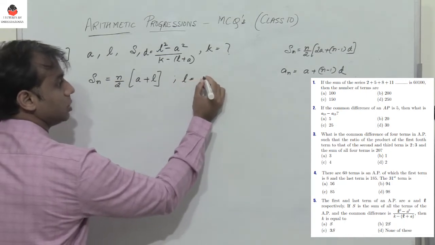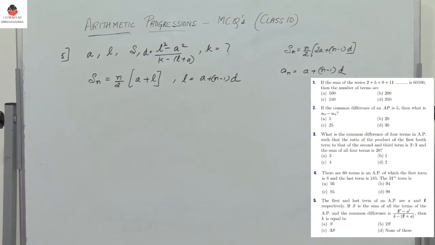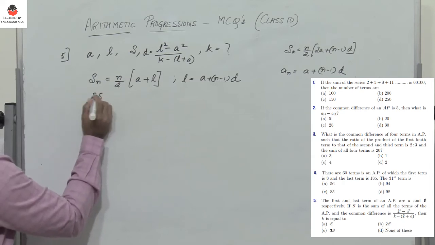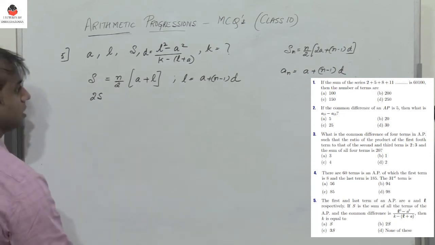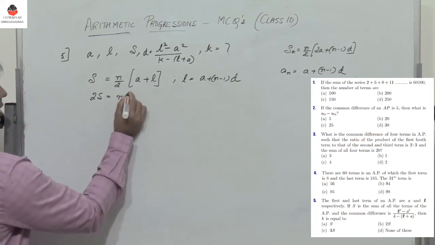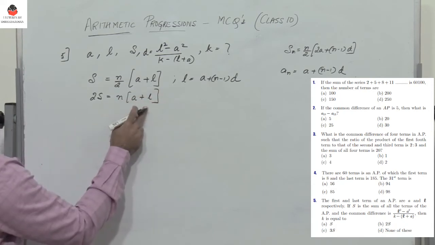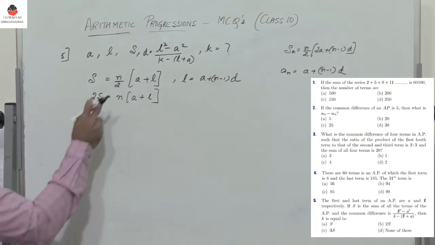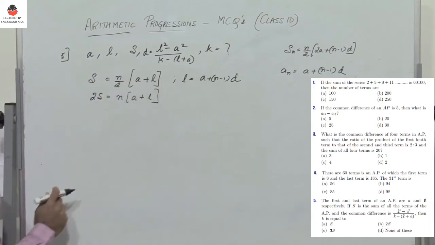L is equal to A plus n minus 1 into D. So we have to remember these two expressions. So from this, we have 2S. The sum to n terms is S, so it's given as S. So 2S is equal to n into A plus L. And also what is L? L is equal to this expression. And also given D is equal to L square minus A square divided by K minus L plus A.